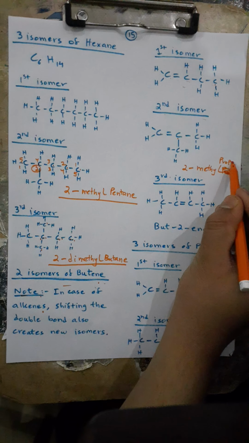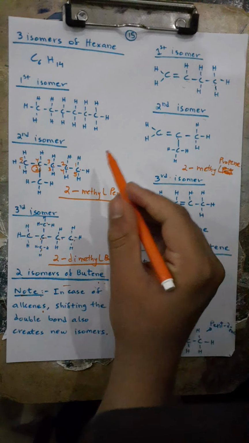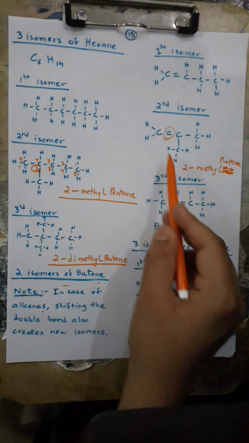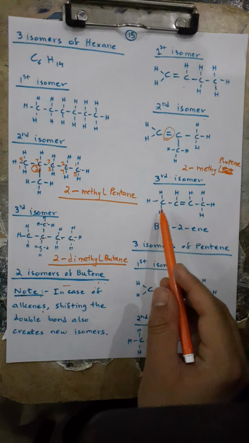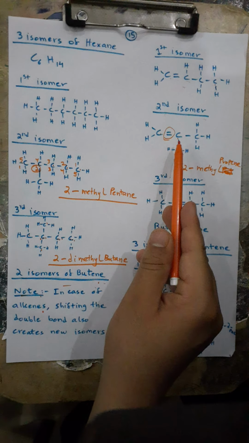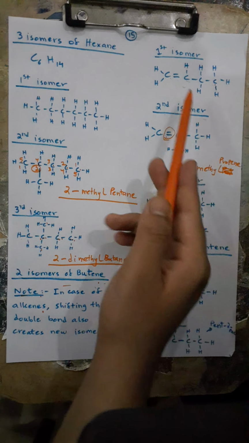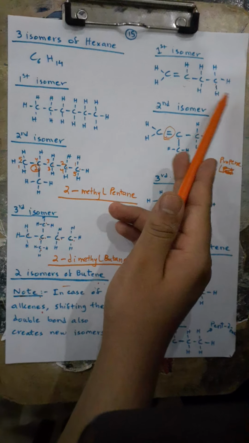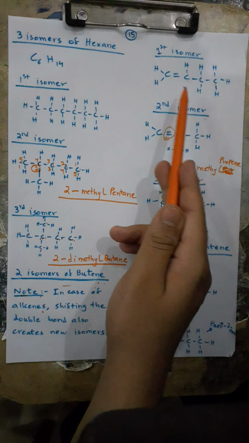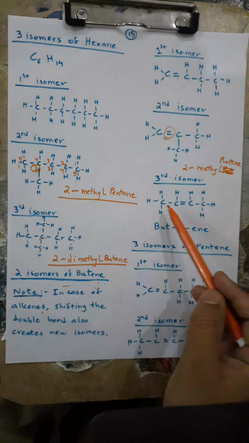This time propene. Here it was pentane, butane, propane, but here it's propene because now there's a double bond. So now in the third isomer, how are we gonna make the third isomer? Now we are gonna shift the double bond, like if the double bond was here, and consider this one. We are making the third isomer of this first isomer by shifting the double bond, and we shift this double bond from here to here.